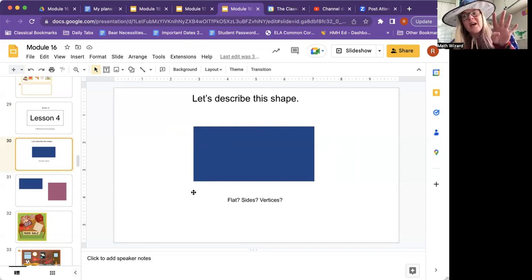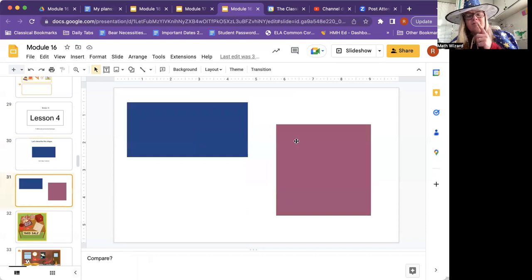So it has 4 sides and 4 vertices. The difference between a rectangle and a square. Rectangle, square. Square, rectangle. The rectangle has 4 sides and 4 vertices. The square has 4 equal sides and 4 vertices.